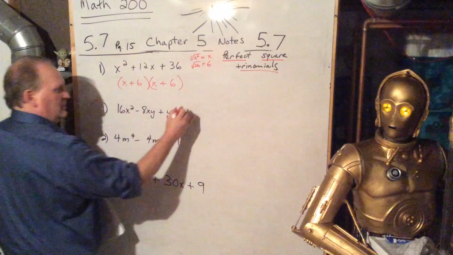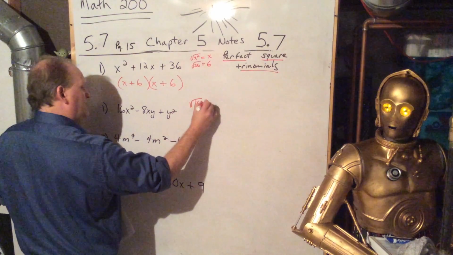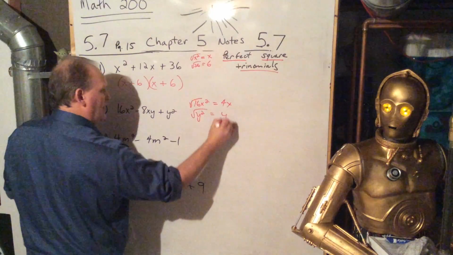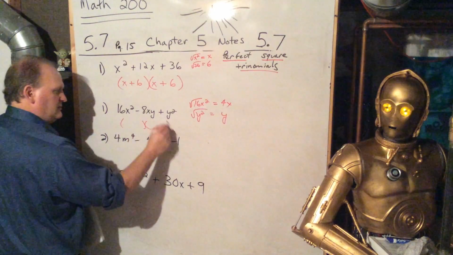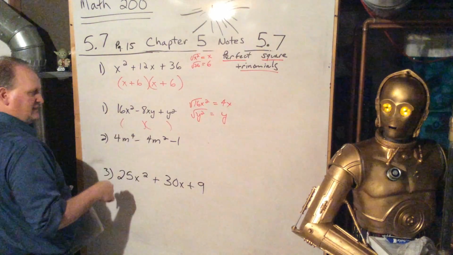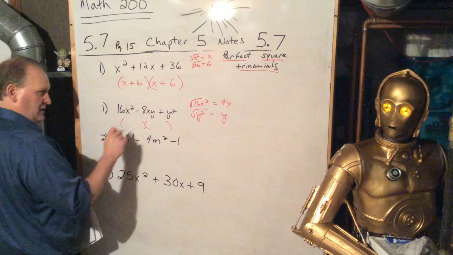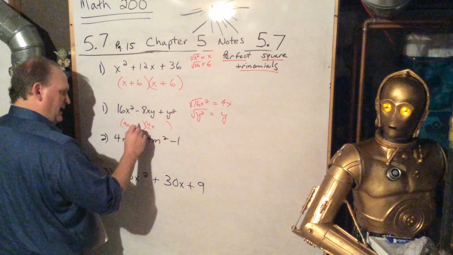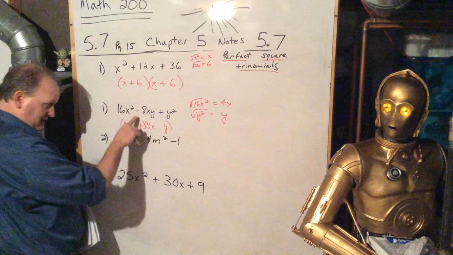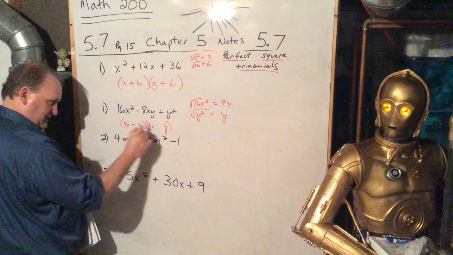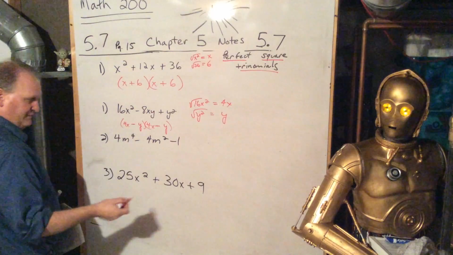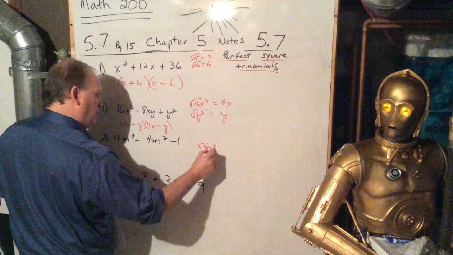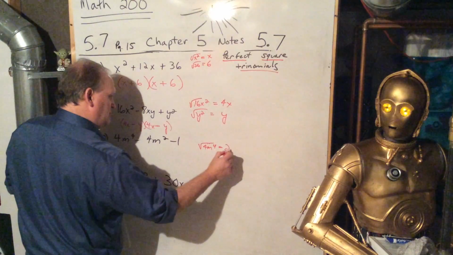Let's look at this one. It's just the square root of 16x squared, which is 4x, and the square root of y squared, which is y. And so you just do two sets of parentheses for the binomials. You put in 4x and y, 4x and y. And in this case, because that's a minus, it's got to be minus, minus. Done.